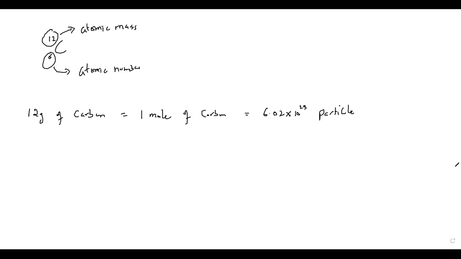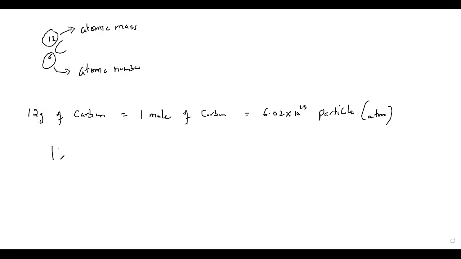Because this time we have atoms, the particle we can specify as atom. So 1 mole of any substance contains 6.02 into 10 to the power 23 particles or atoms, and the mole is the amount of substance which is expressed in grams. So atomic mass or molecular mass which is expressed in grams is simply known as the mole.